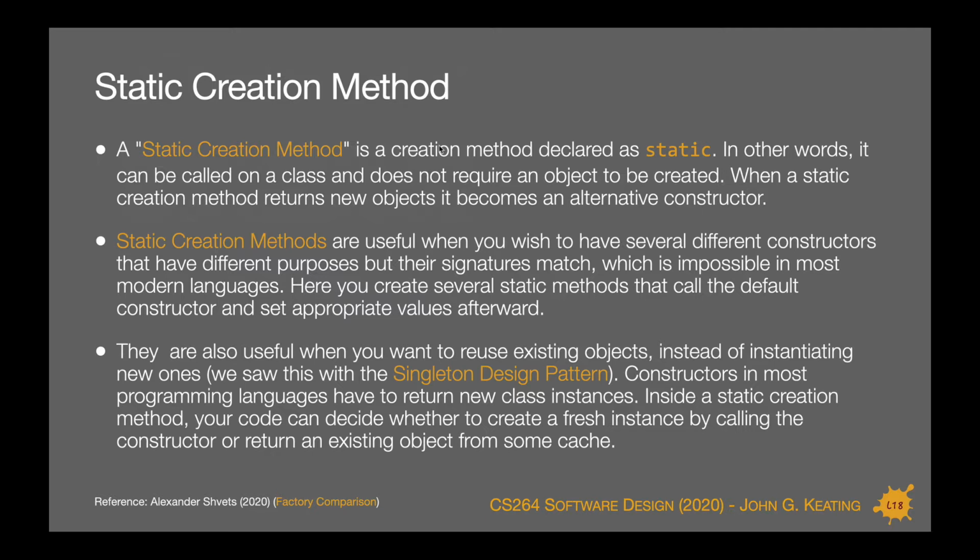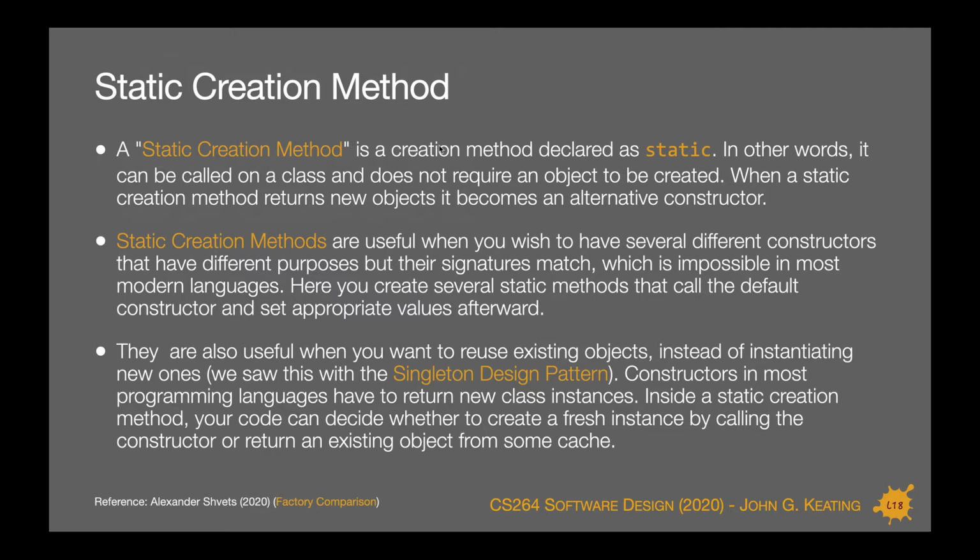Static creation methods are really useful when you have to have several different constructors that have different purposes, but their signatures match. That's impossible in most modern languages because it's the types of the parameters that define the signature, in addition to the name and the return. So you could have, for example, static void x with int y. Well, that would be the same as static void x with int z, because it's the int that matters, the parameters that help define the signature in this case. And sometimes we want to have that kind of thing, and we can't do this.